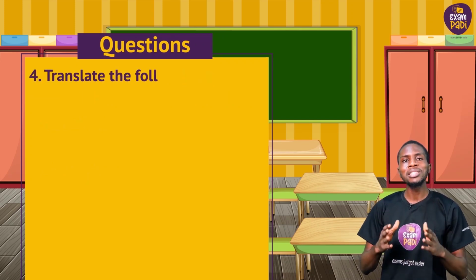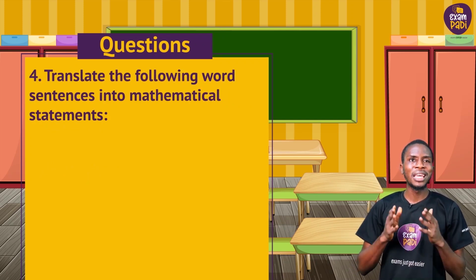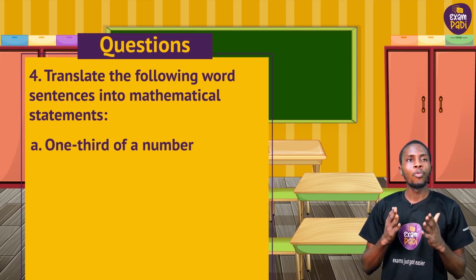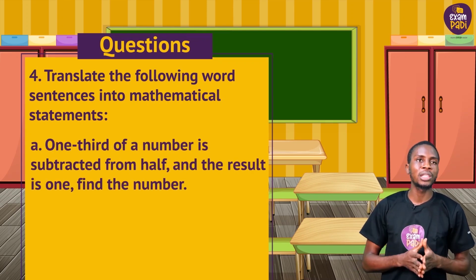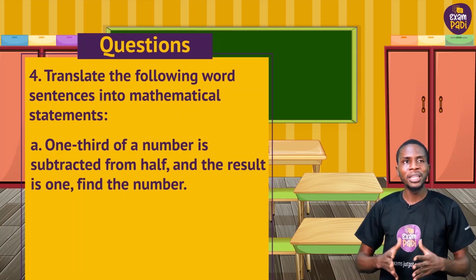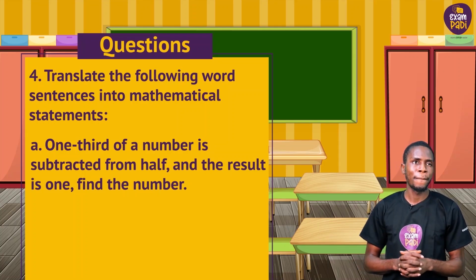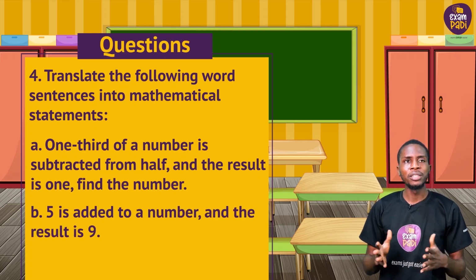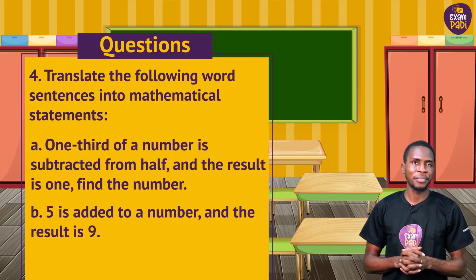4. Translate the following word sentences into mathematical statements. A. 1/3 of a number is subtracted from half, and the result is 1. Find the number. B. 5 is added to a number, and the result is 9.